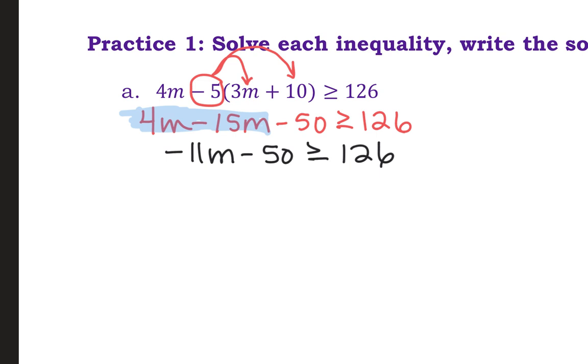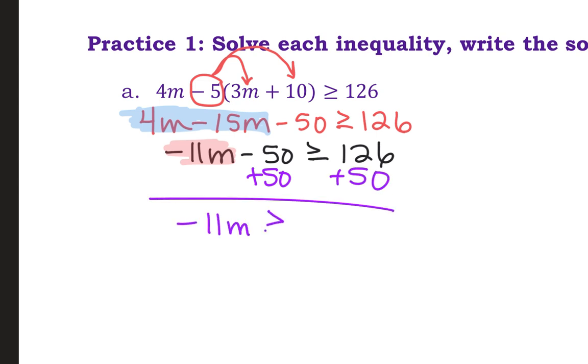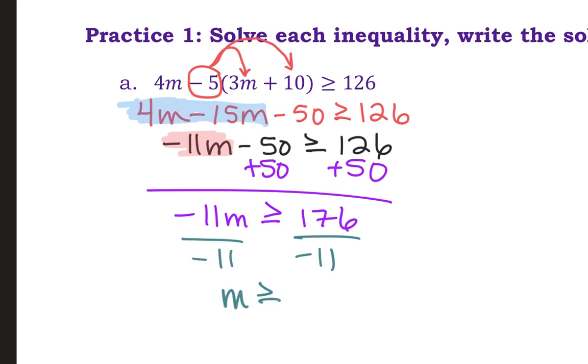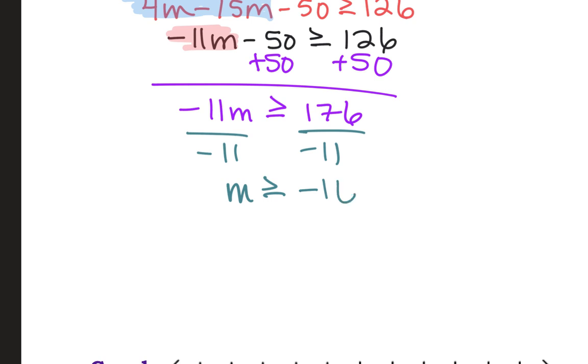All right, what did y'all move over from here? The negative 50, because the m's are all put together. Am I subtracting the 50? Adding it. So let's add the 50 to both sides. This gives us negative 11m is greater or equal to 176. And what's our last step? Divide. And here m is greater or equal to, what do we get? Negative 16. And again, always ask about that last step. Was it a negative? Yeah, so your sign has to change.